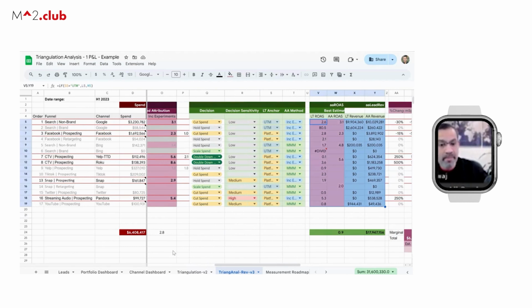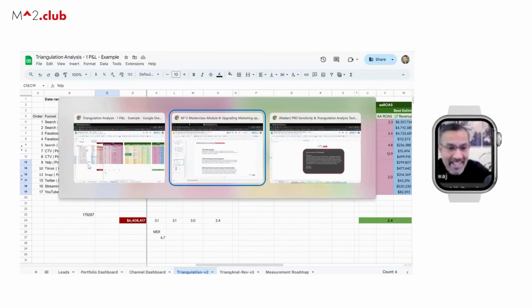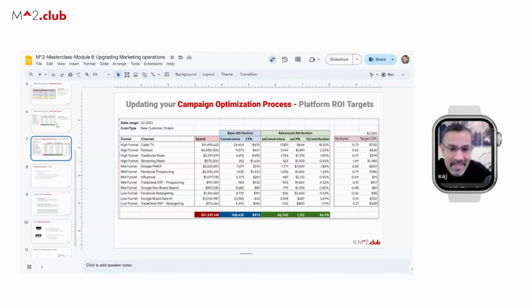Now, I was playing around this morning and I broke this channel dashboard, but I will show you what it should look like. If I didn't break it, it should look like this, okay?